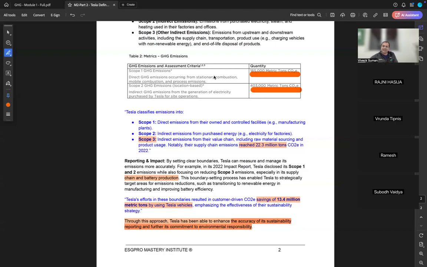Go ahead. I was saying that, in the crux, it shows how important product design is, because they have focused on scope 3 and highlighted customer-driven CO2 savings. Rather than focusing on their operations, like scope 1 and scope 2, and firms would generally avoid scope 3 because there are 15 categories and all those things. But here they have twisted it and focused on how customers are using the product.